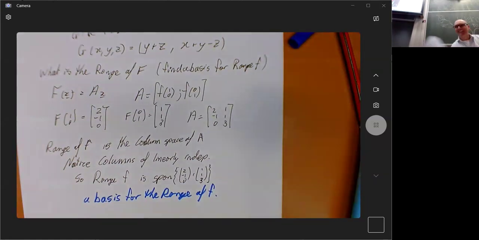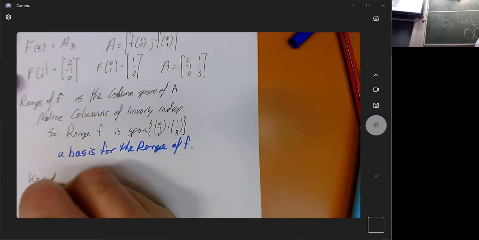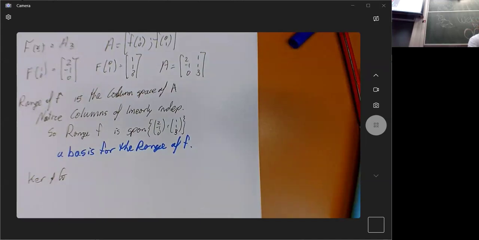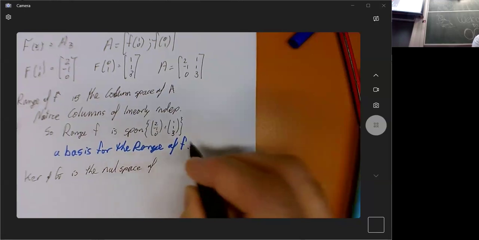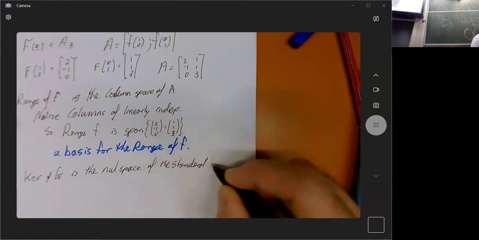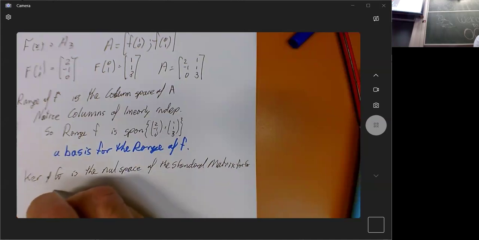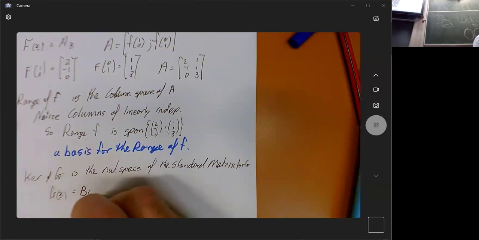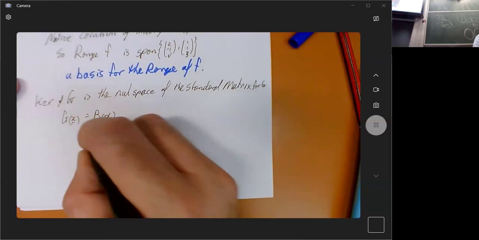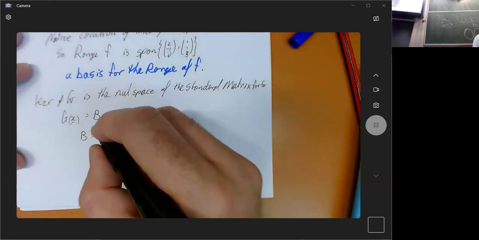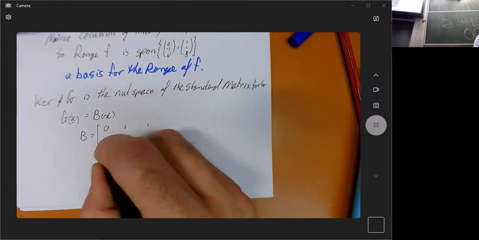Sure, why not. So the kernel of G, where G of x is equal to Bx. Again, I'm going to do my linear transformation with the standard basis vectors, and cut to the chase a little bit. Strictly speaking, B has 3 columns and 2 rows. The first row is 0, 1, 1, and the second row is 1, 1, -1.